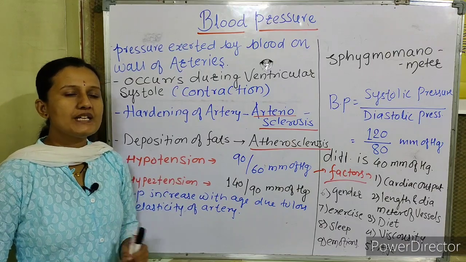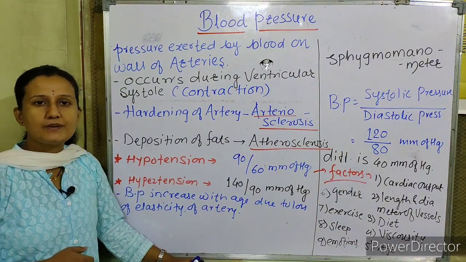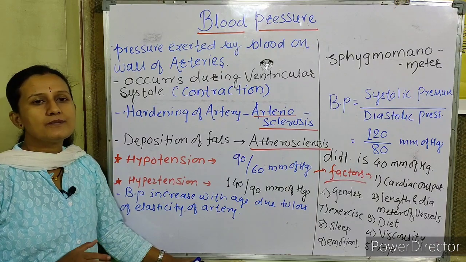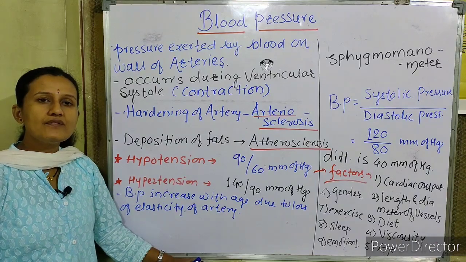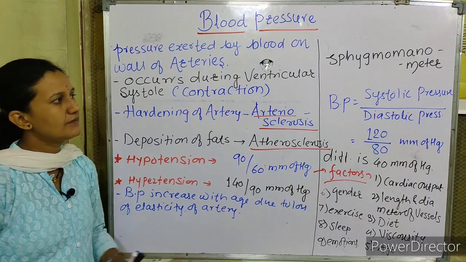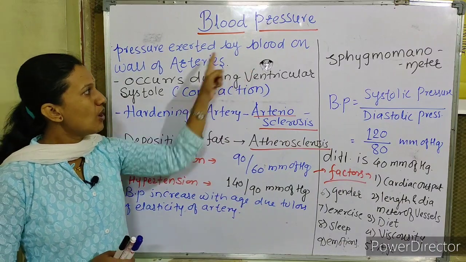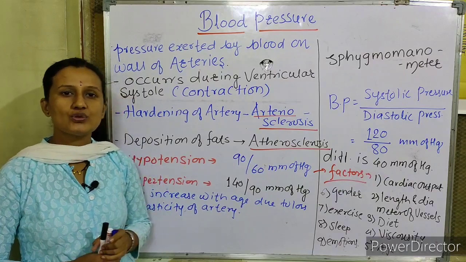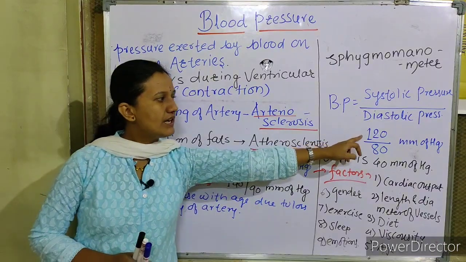That blood pressure is divided into two main types, the systolic blood pressure and the diastolic blood pressure. What do you mean by systolic blood pressure? It is the pressure exerted by blood on the wall of arteries during ventricular systole. It is the pressure exerted by blood on the wall of arteries during ventricular contraction, called systolic blood pressure. And that is 120 mm of Hg.